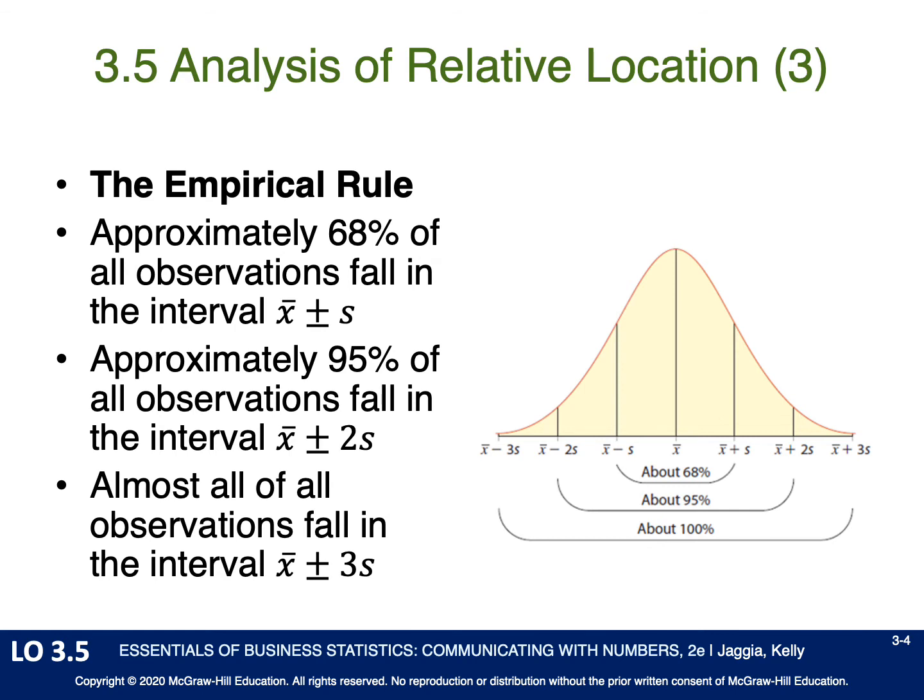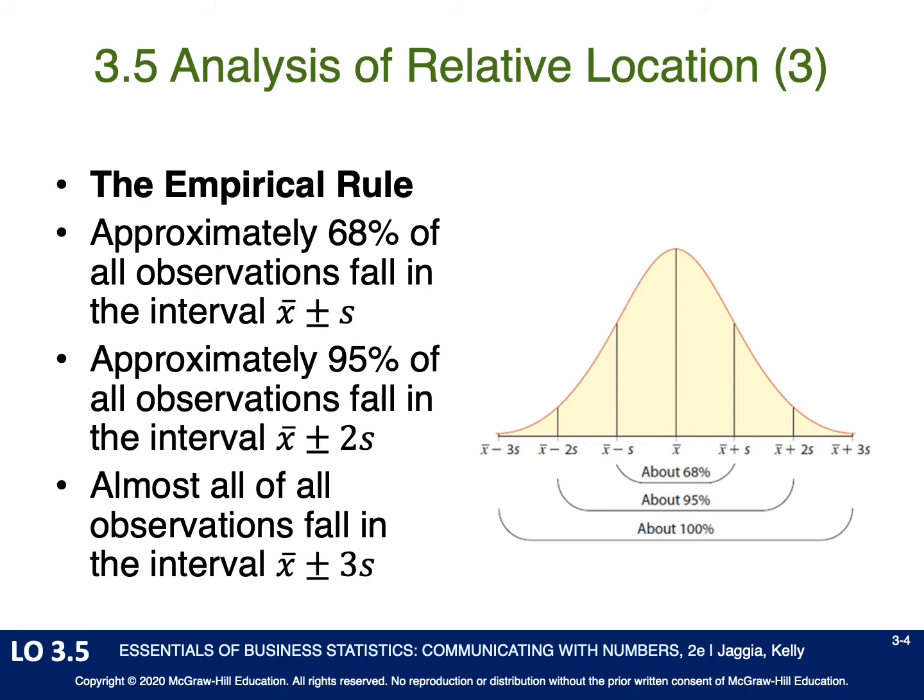So the empirical rule tells us that approximately, and again, it's a little off, approximately 68% of the data of any observation will fall within 1 standard deviation of the mean. Approximately 95% of all observations will fall within 2 standard deviations of the mean, and approximately 100% or all of the observations will fall within 3 standard deviations of the mean.